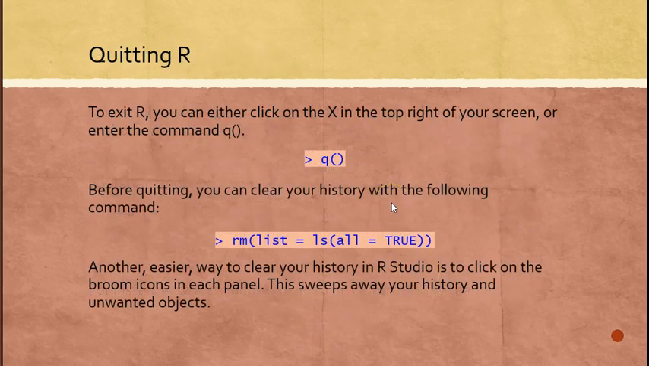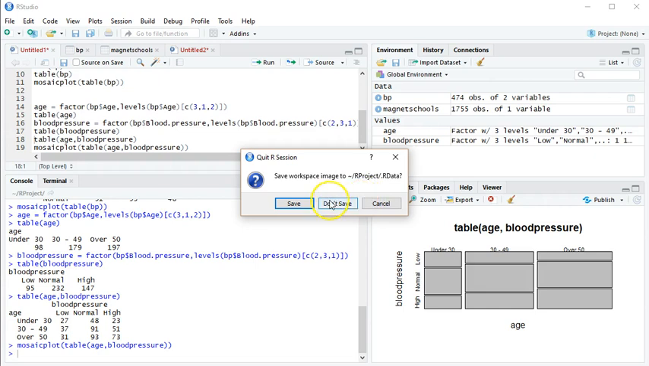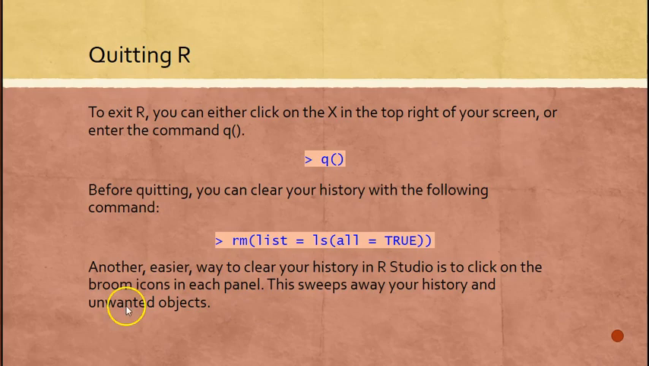And also, if you want to quit, you could type q with nothing inside the parentheses. But for me, I tend to like just hitting the X here in the upper right corner. It'll ask you to save. It's up to you if you want to save or not. I'm not. And that's all for this week.